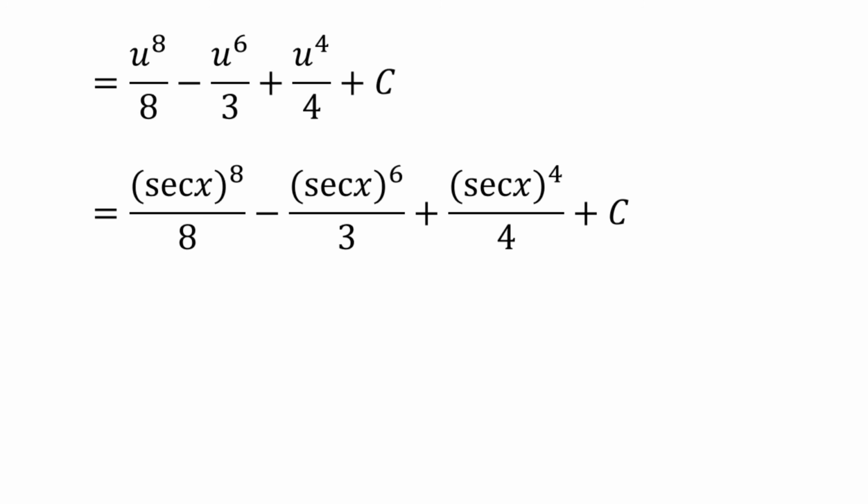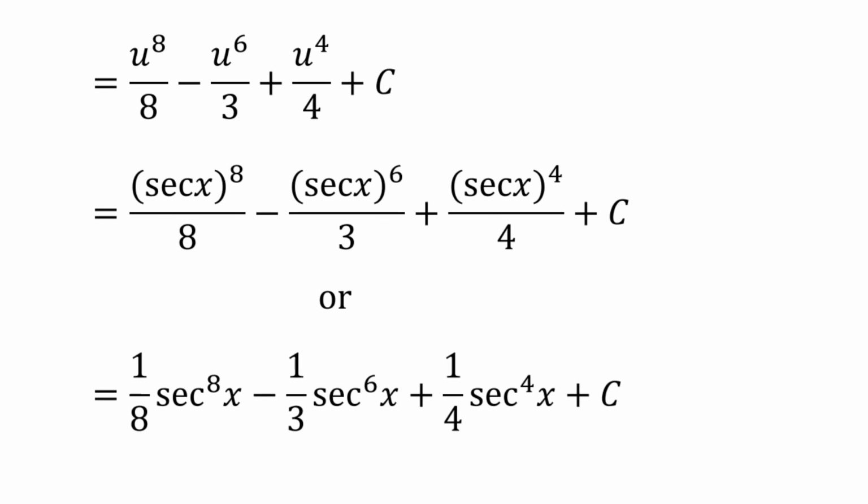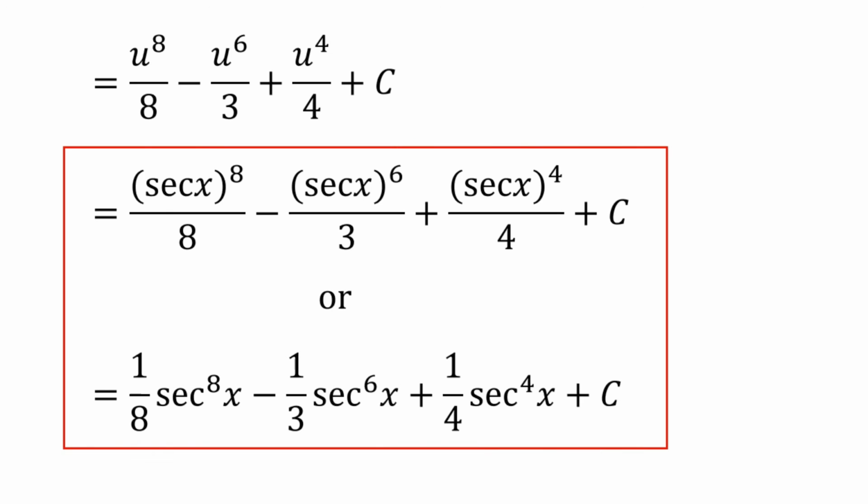So we have this, and then let us just substitute the value of u, which is secant x. So now we're going to have secant x raised to 8 over 8 minus secant x raised to 6 over 3 plus secant x raised to 4 over 4 plus c, or 1/8 secant to the 8x minus 1/3 secant to the 6x plus 1 over 4 secant to the 4th x plus c. So either of the two can be your final answer. Okay, so look at the way we can write our answer differently.